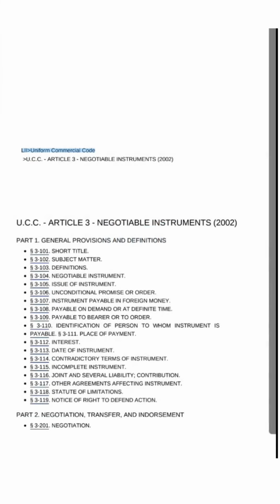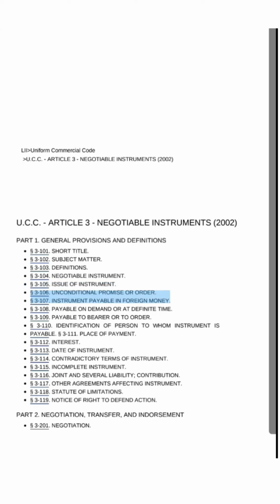LII, Uniform Commercial Code, UCC Article 3, Negotiable Instruments (2002). Part 1. General Provisions and Definitions. 3-101. Short Title. 3-102. Subject Matter. 3-103. Definitions. 3-104. Negotiable Instrument.